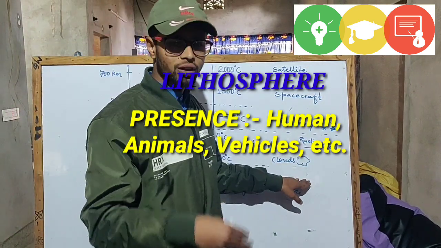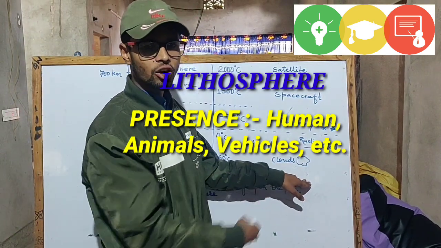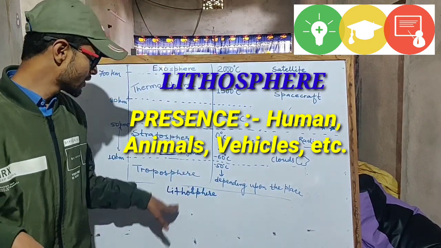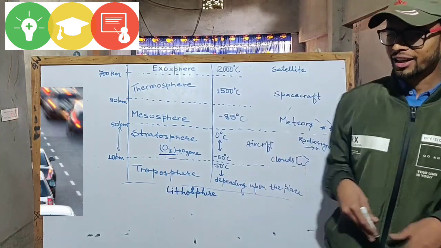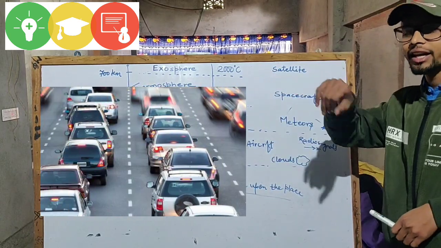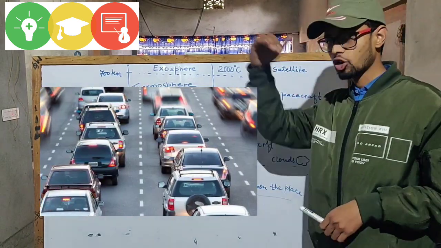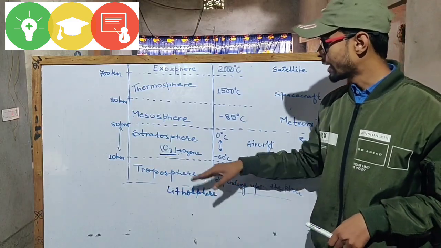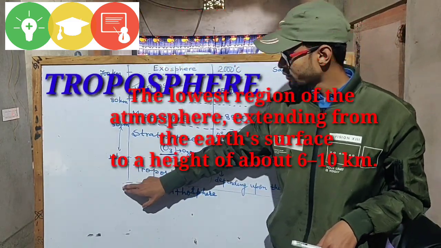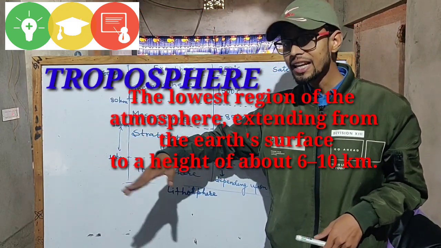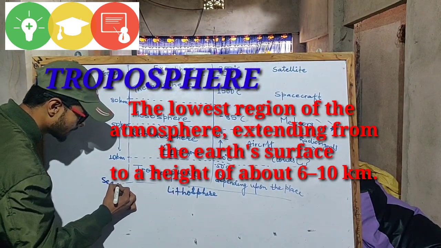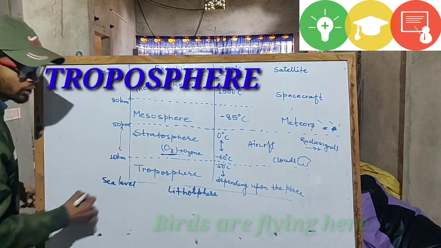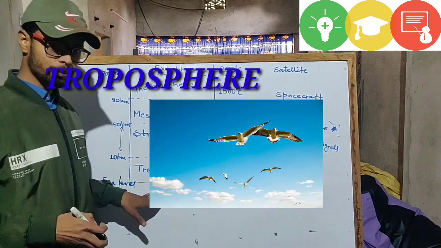If you look at what is present in the troposphere, we people are living in the lithosphere and troposphere, with animals and vehicles running. That is the topmost layer of the earth. Next, the troposphere is present from zero, that is sea level. You can understand here, this is 0 kilometer, meaning sea level. From sea level to 10 kilometer we have the troposphere.